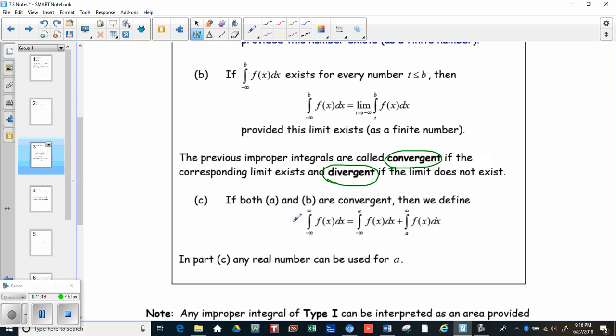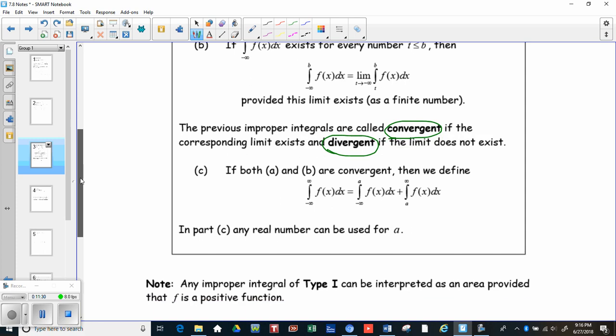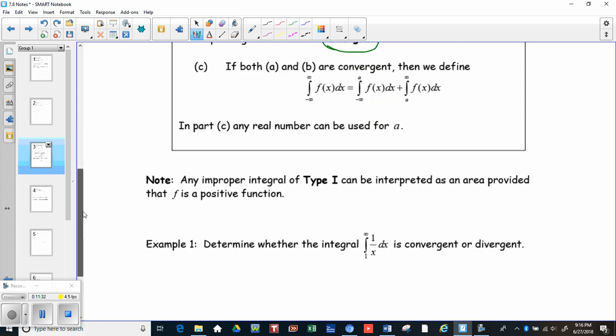You can actually have the case where you have a negative infinity and a positive infinity as your bounds. We'll get to that. Okay, note, any improper integral of type 1 can be interpreted as an area provided that f is a positive function. Kind of an interesting statement there.